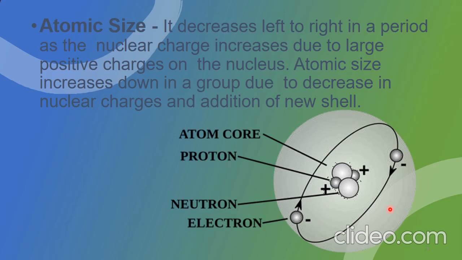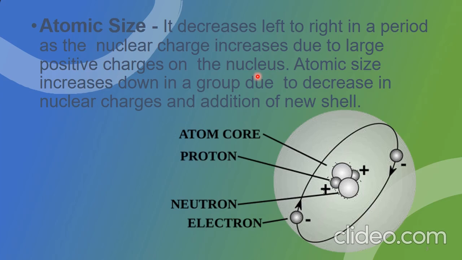Now talking about the variation of atomic size, it decreases from left to right in a period as the nuclear charge increases due to the large positive charge on the nucleus. For example, on moving left to right in a period, the atomic radius decreases. We will talk about the elements of the third period, for example from sodium to argon: sodium atomic number 11, magnesium 12, aluminium 13, silicon 14, phosphorus 15, then 16, 17 and 18.